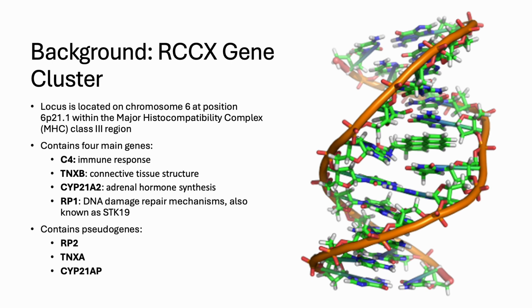So first, some background. The RCCX gene cluster is located on chromosome 6 within the major histocompatibility complex class 3 region. The cluster contains 4 main genes: C4, TNXB, CYP21A2, and RP1. C4 is broken into two parts, C4A and C4B. The RP1 is classified both as a gene and a pseudogene depending on the context. And the RCCX locus also contains pseudogenes RP2, TNXA, and CYP21AP.